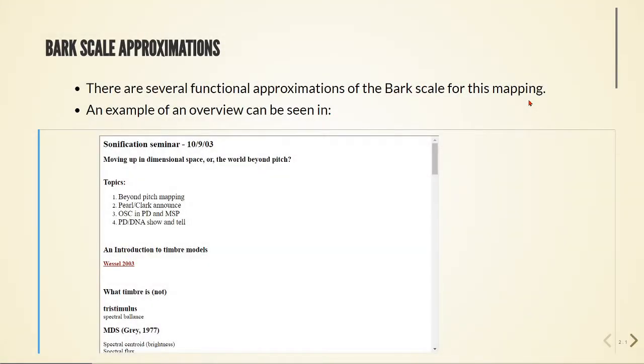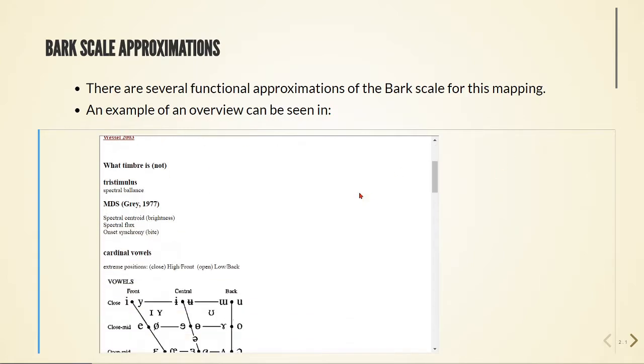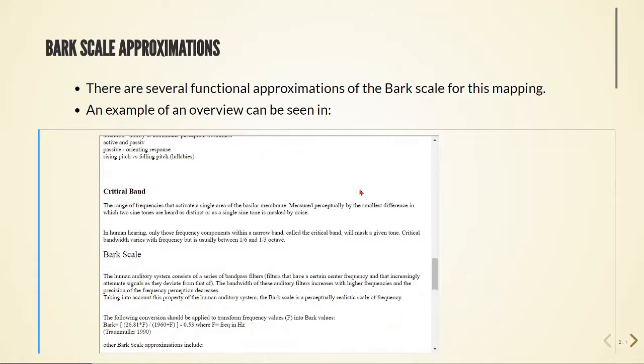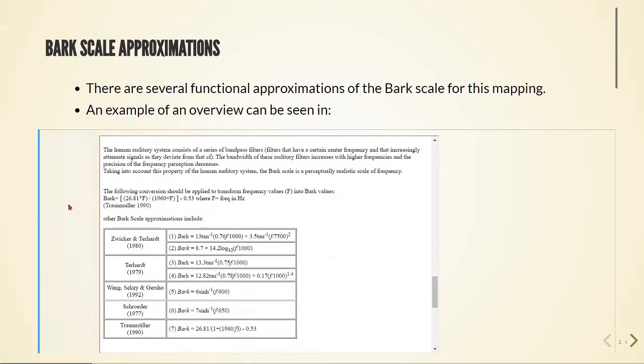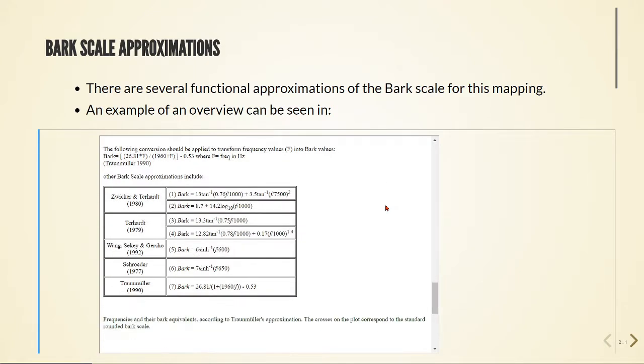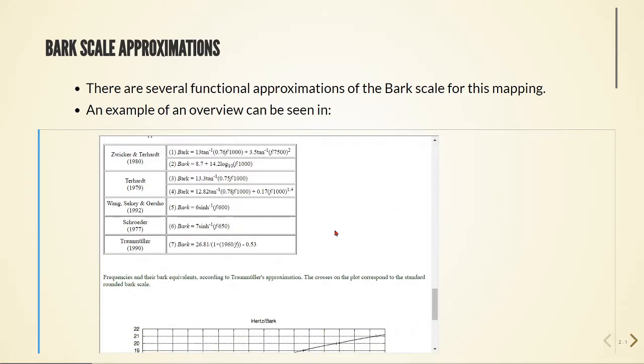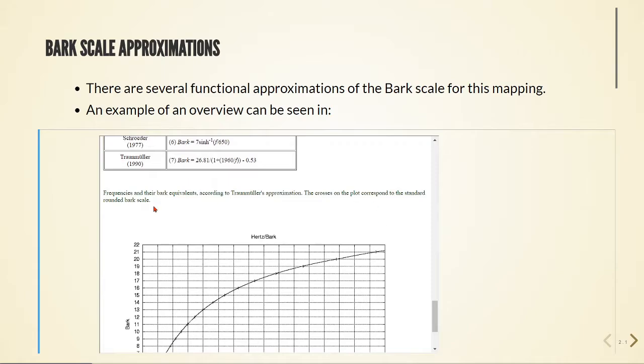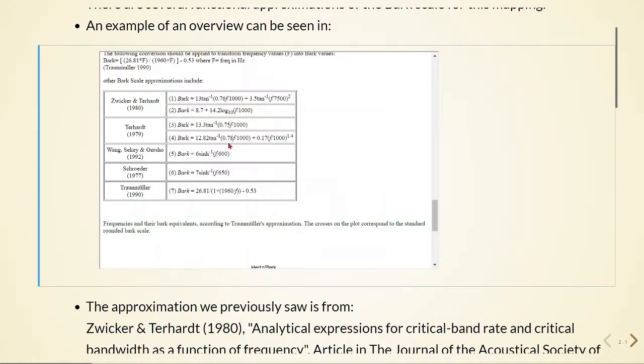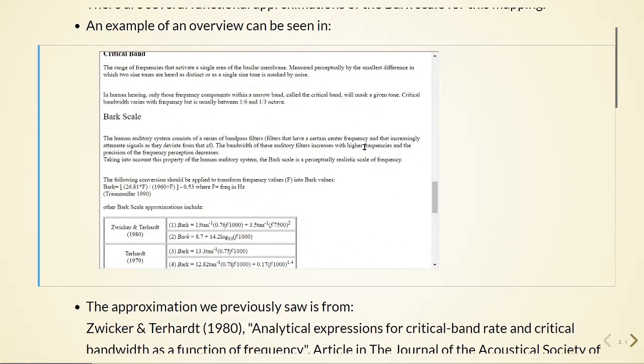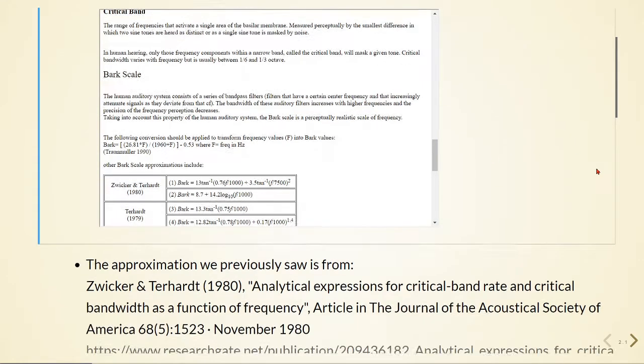There are several functional approximations of the Bark scale that can be used for this mapping, and an overview of them can be found here on this website. So we have different Bark scale approximations that include the Zwicker and Terhardt, the Wang, Sekey, and Gao, the Schroeder, the Traunmüller, and there's some basic explanation here on this overview of Bark scale approximations.